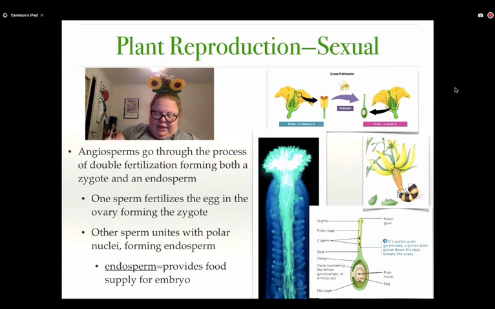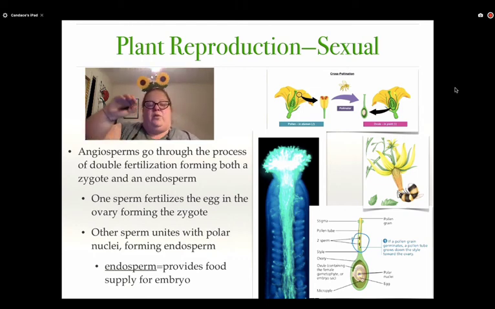And so as it says here, we're going to have fertilization. And what happens in angiosperms is they have what's called double fertilization. So what happens is there's two sperm that go down here, and one sperm is going to fertilize the egg, and that's going to become the baby plant or the zygote.